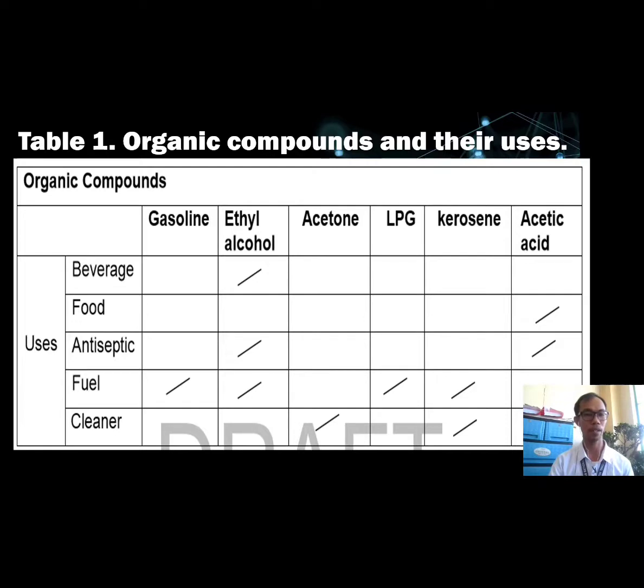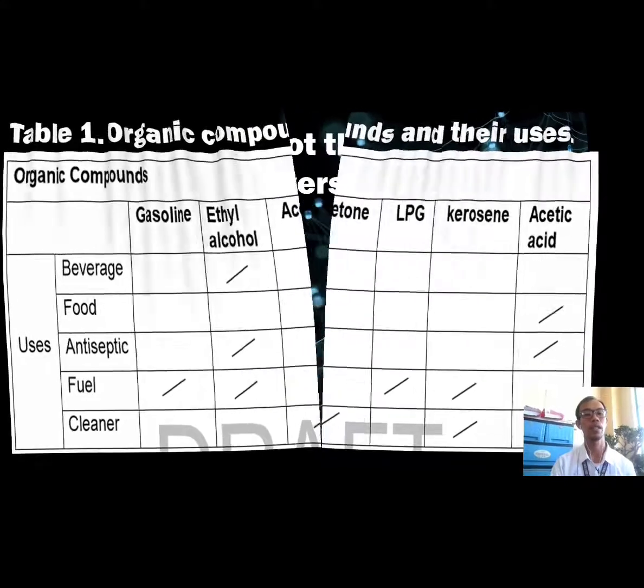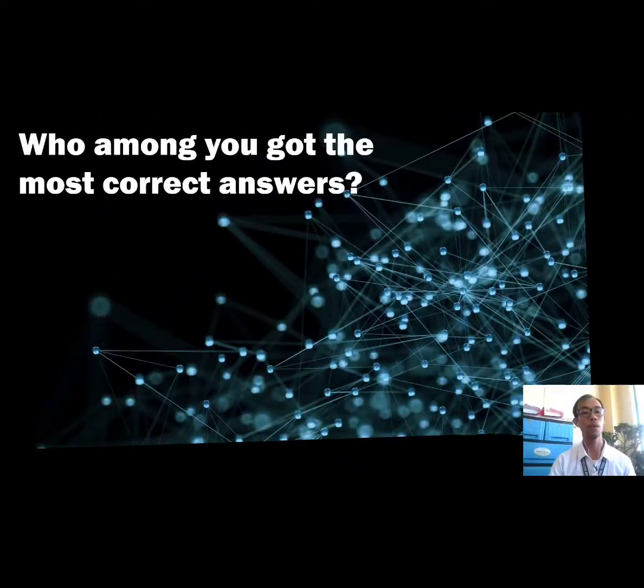You have the organic compounds: gasoline, ethyl alcohol or ethanol, acetone, LPG, kerosene, acetic acid. Uses: beverage or drinks, food, antiseptic or disinfectant, fuel or cleaner. Okay, you can take pictures of it. Then refer to the picture you've taken. Who among you got the most correct answers?